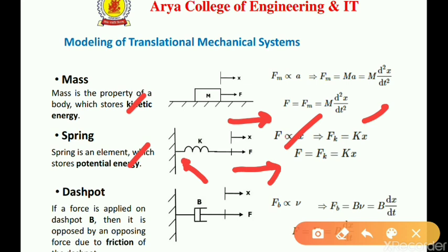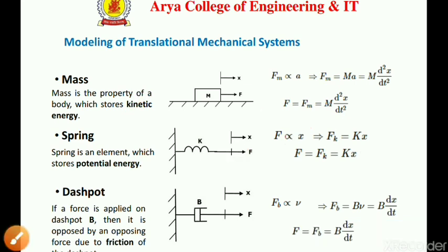and this opposing force is equal to the applied force in the equilibrium condition. Okay, and in the stretching or in the compression situation, the spring stores potential energy. So it has energy in the form of potential energy. So F equals Kx. So this is about the spring equation. Okay, now we have another element, that is dashpot.